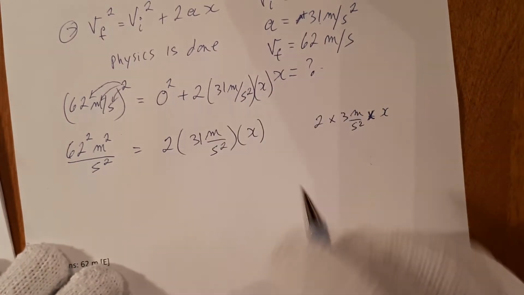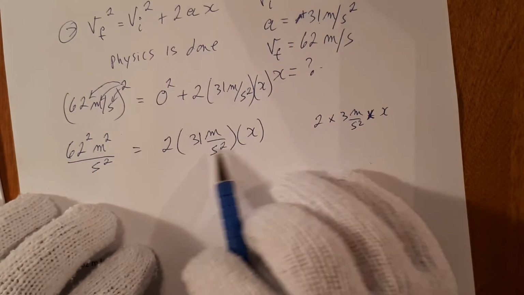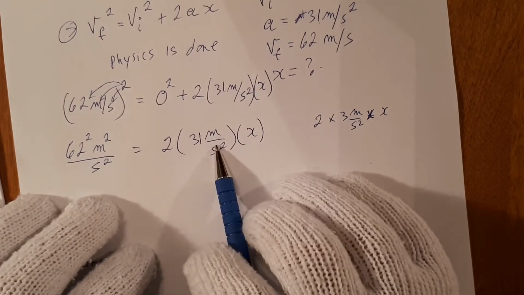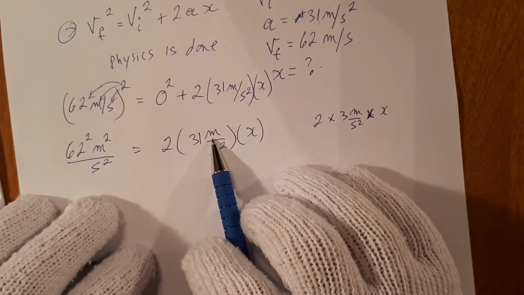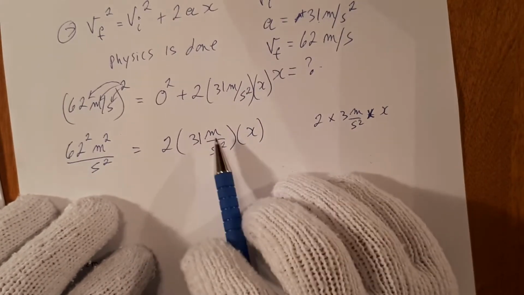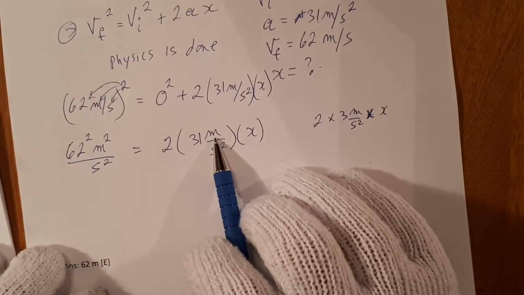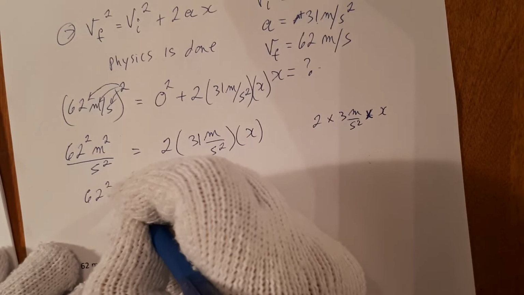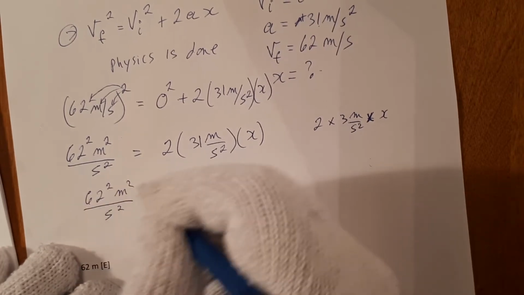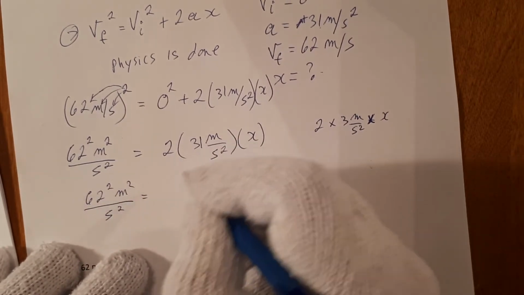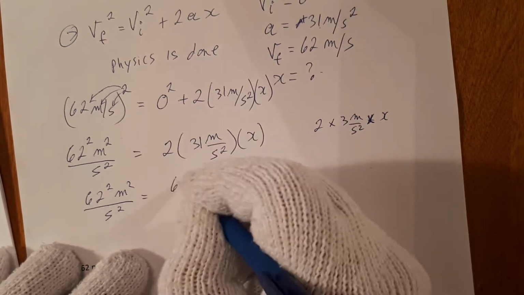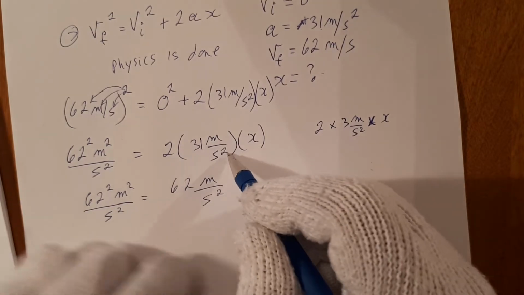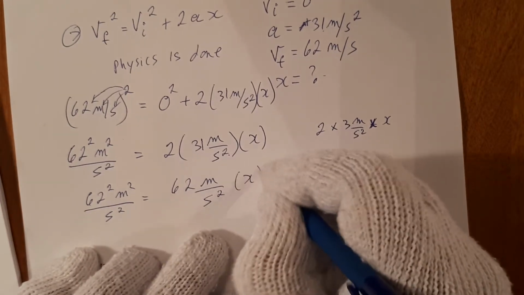Oh, my mistake. 31, I thought there was something wrong. 31 meters per second squared. So let's multiply the 2. It's a constant, so we'll just multiply it across. That gives us 62 squared meters squared divided by seconds squared is equal to 2 times 31, 62 meters per second squared times x.